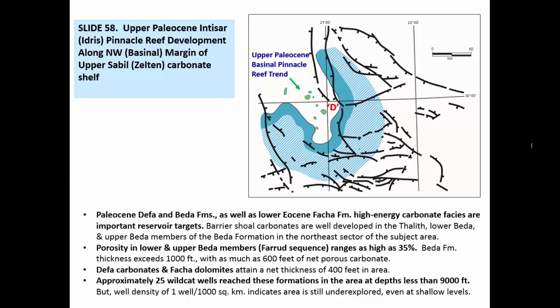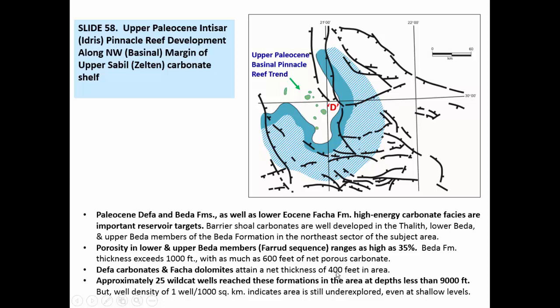Porosity in these fields ranges as high as 35%. This formation exceeds 1,000 feet, and sometimes as much as 600 feet of net porous carbonate. It's like drilling a huge oil can. Dolomites go up to 400 feet in area.